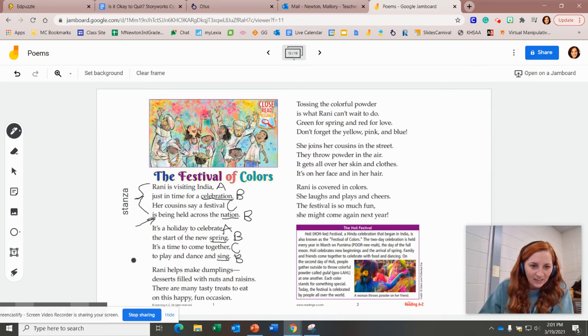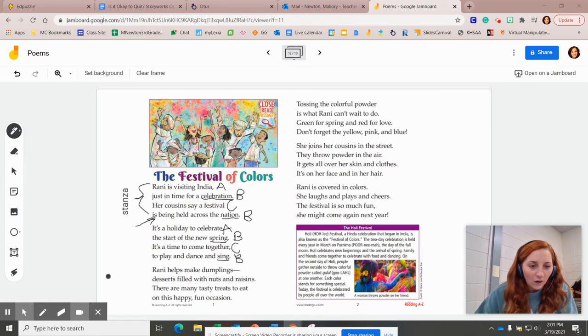Okay, next stanza. How do I know it's the next stanza? Because it has this big space right here. And there are 4 lines per stanza in this particular poem. All right, it says Rainy helps make dumplings, desserts filled with nuts and raisins. There are many tasty treats to eat on this happy, fun occasion. I love that beat. Ready?